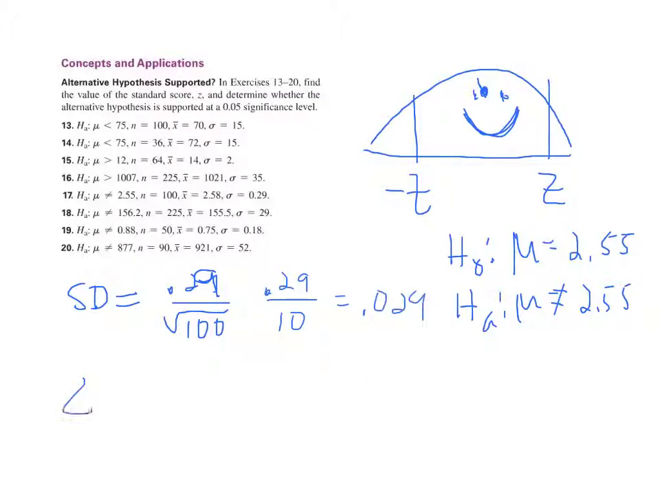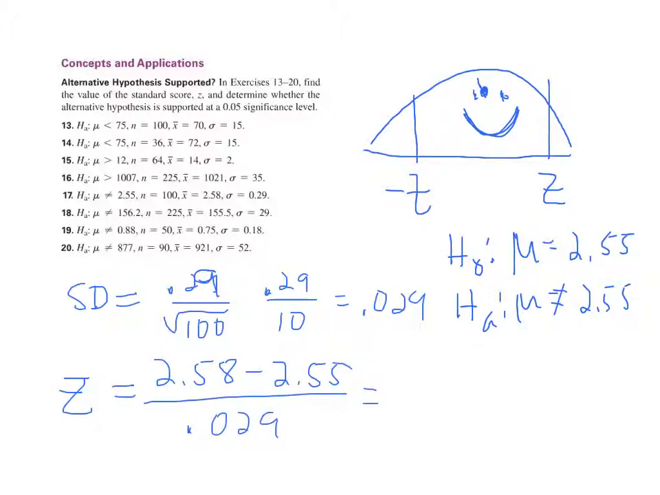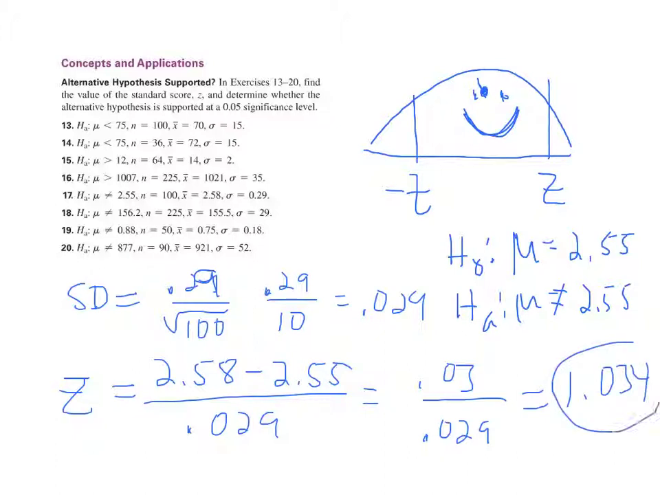Then to get the z-score for this situation, the sample mean was 2.58. So 2.58 minus what we think the population mean is, 2.55, divided by 0.029. That's a difference of 0.03, and I'm going to divide that by 0.029. That gives me a z-score of 1.034. It's probably enough decimal places.